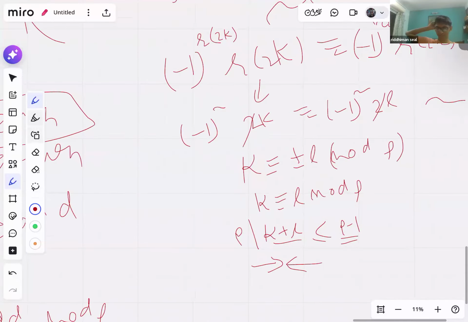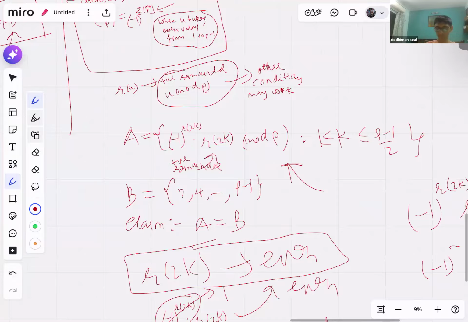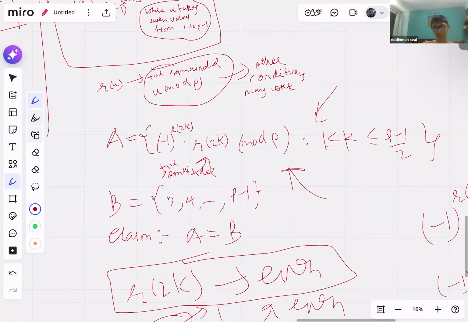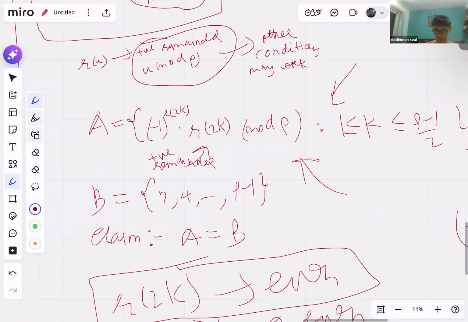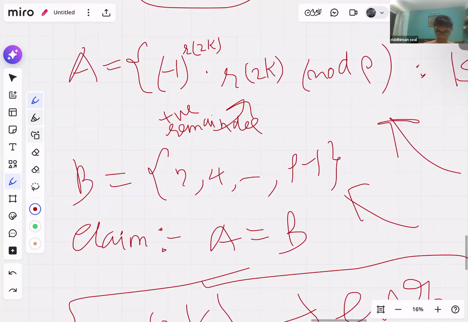So indeed, this just proves that no two elements in the set A are equal. So we have (p-1)/2 distinct even remainders, and this is also (p-1)/2 distinct even remainders. And that's it. So these two sets have to be equal.